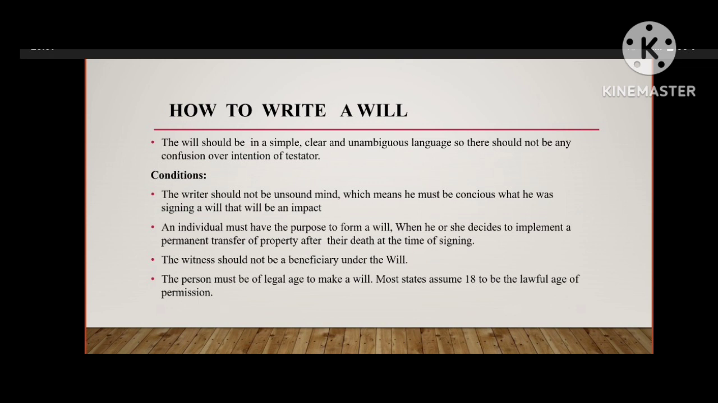The witness should not be a beneficiary under the will. The person must be of legal age to make a will. Most states assume 18 to be the lawful age of consent.